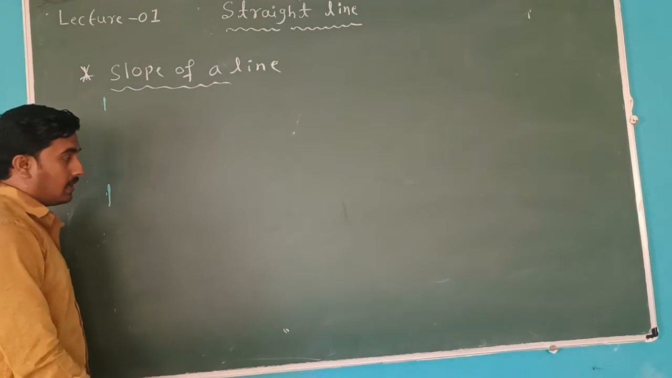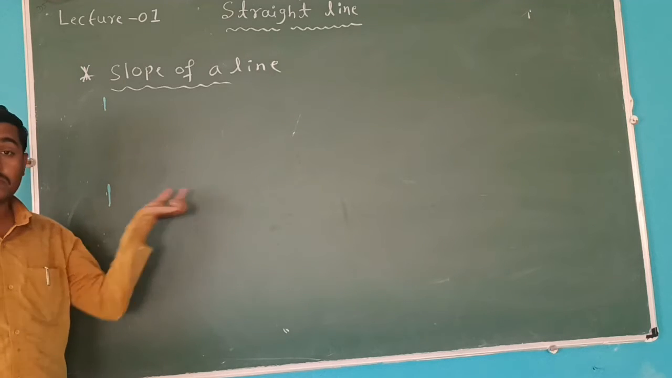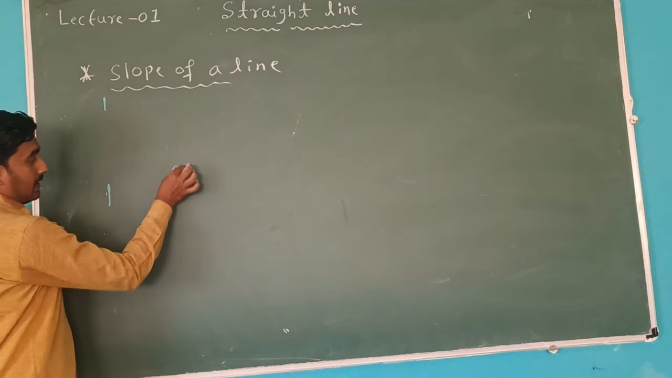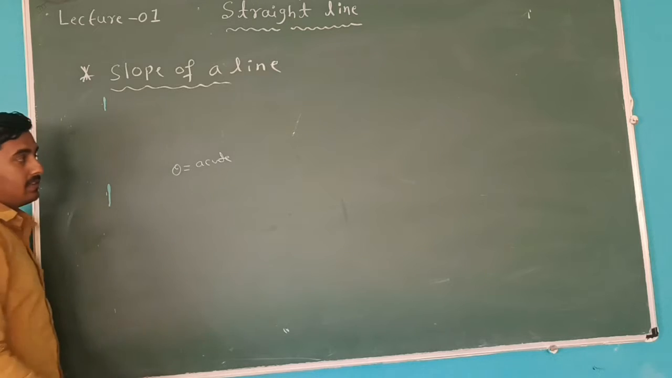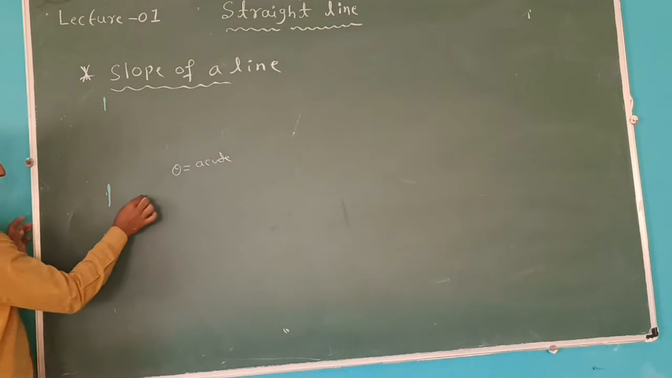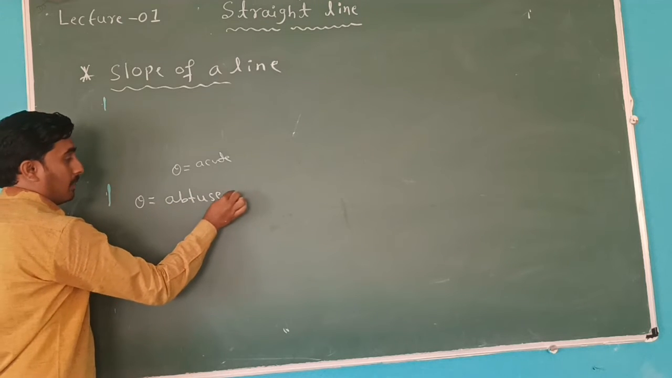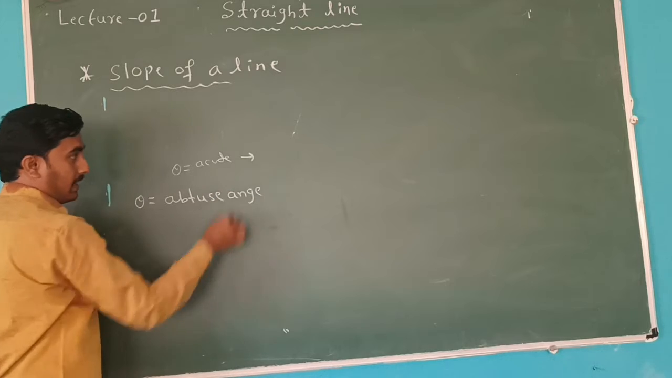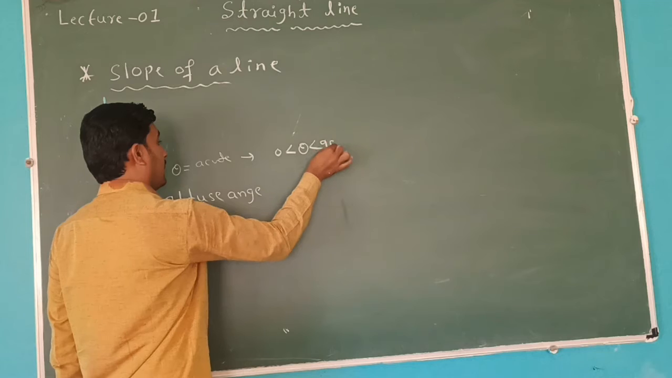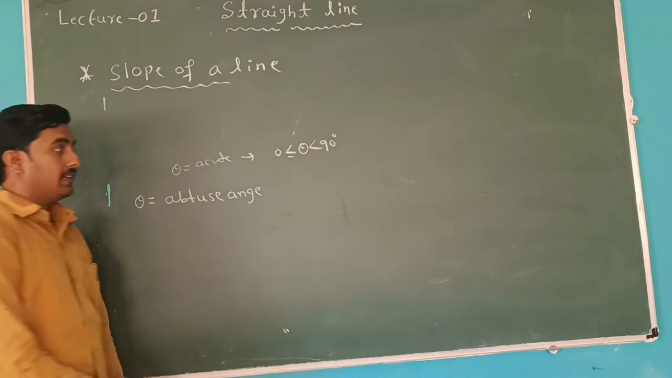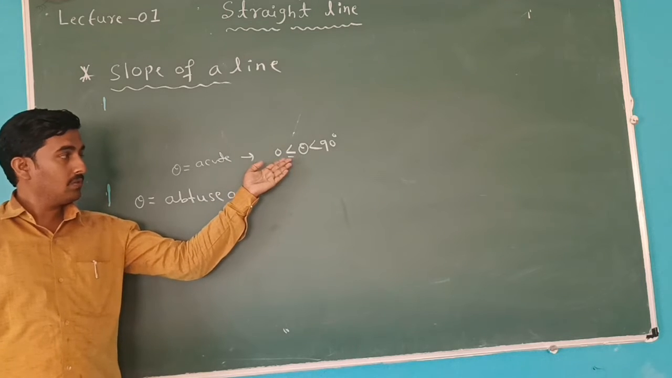Next. Here, what is the slope of a line? m equal to tan theta, where theta is an acute angle. If theta is an acute angle, then there is no problem. What is an acute angle actually? An acute angle means theta lies between 0 and 90 degrees. That means the angle is less than 90 degrees and greater than or equal to 0 degrees.